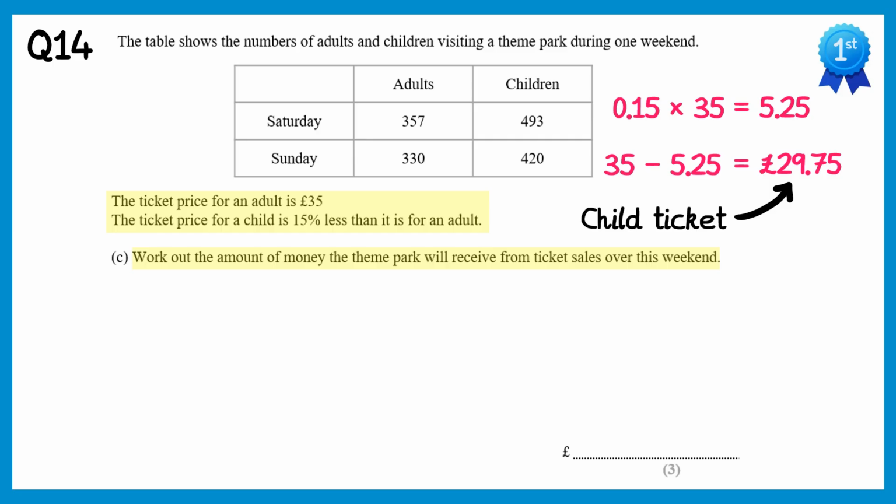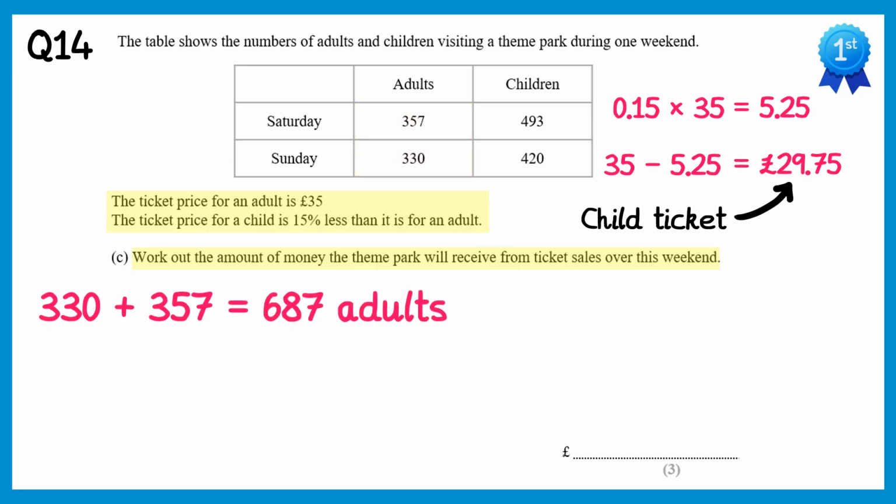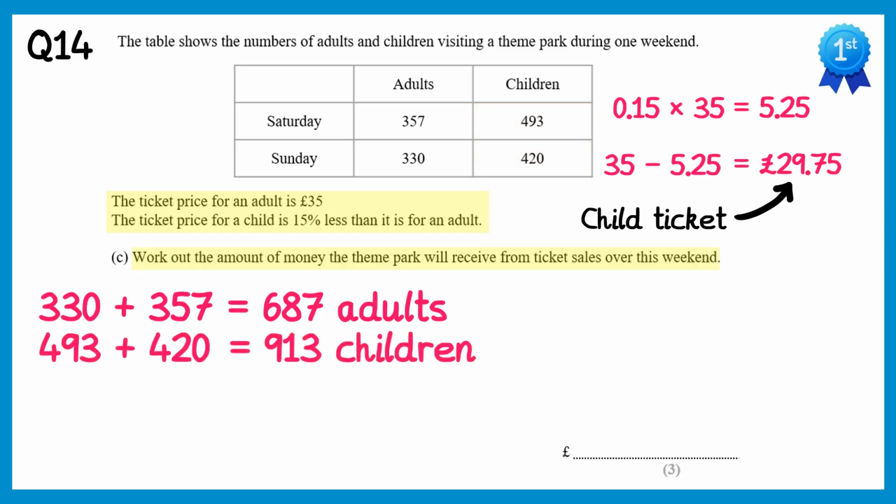So now we know the prices of both tickets, we just need to work out how many people attended. So for the adults, we've got these numbers here. So if we add those together, you'll get this number here, 687. And for the children, it's 493 and 420. Add those together and you get 913 children. So we've got 687 adults and 913 children.